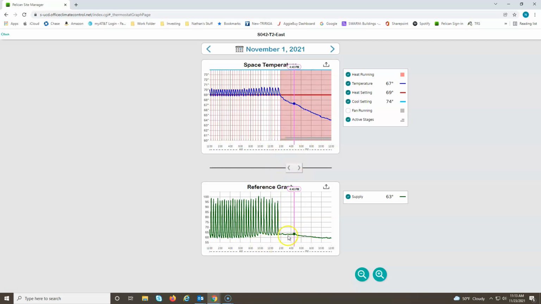We always like to add supply sensors too, so at a quick glance, we can do some verification of the unit's operation.